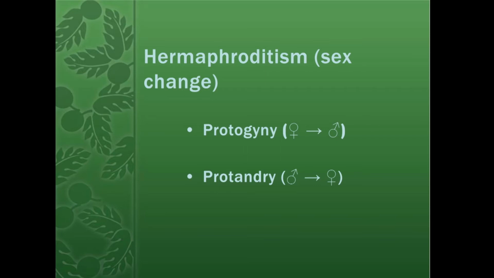And here's a couple of subcategories for hermaphroditism. Protogeny is the reproductive mode for a species that changes from female to male. Protandry is the reproductive mode for a species that changes from male to female. So a protogynous hermaphrodite is a species that changes from female to male, and a protandrous hermaphrodite is a species that changes from male to female.